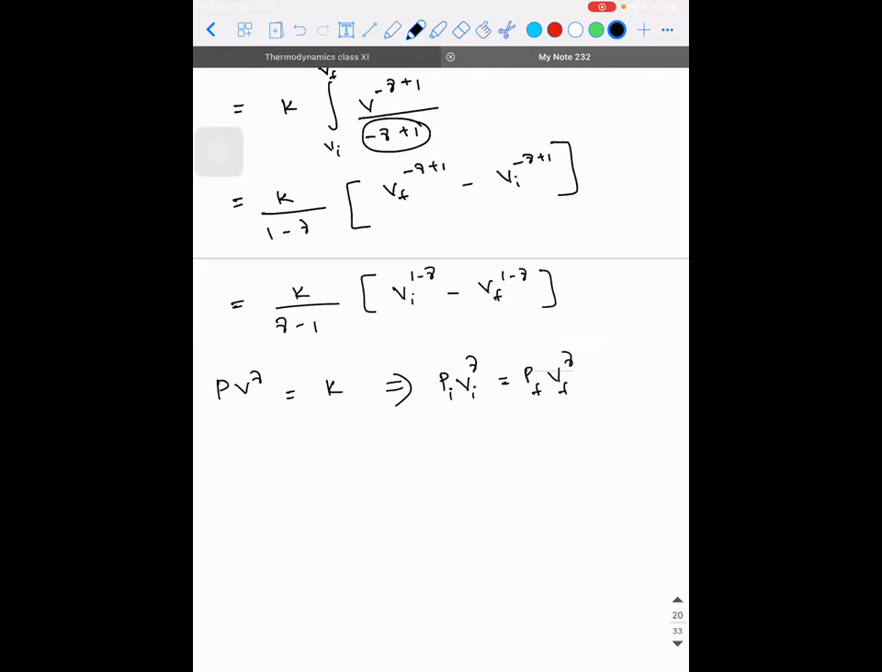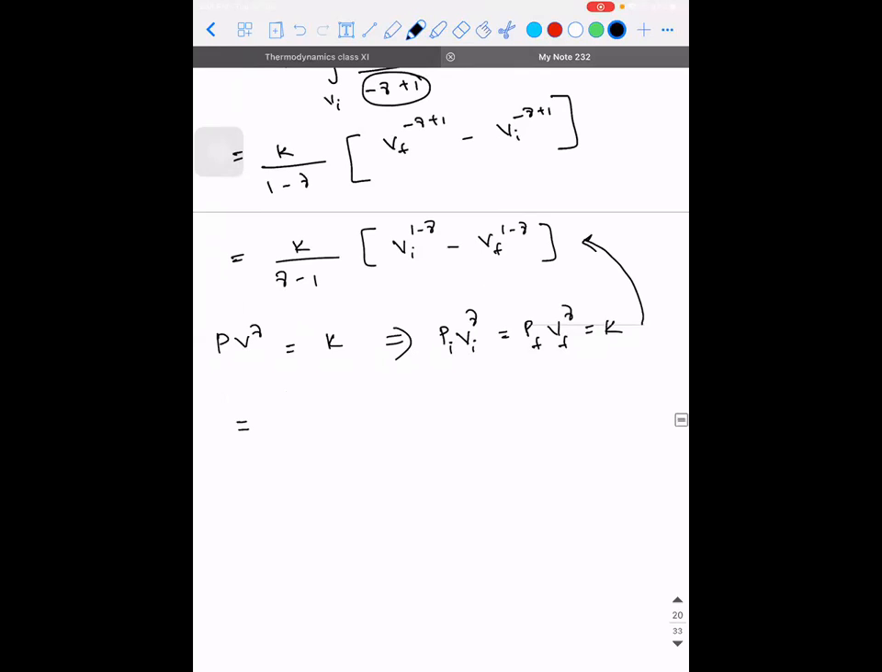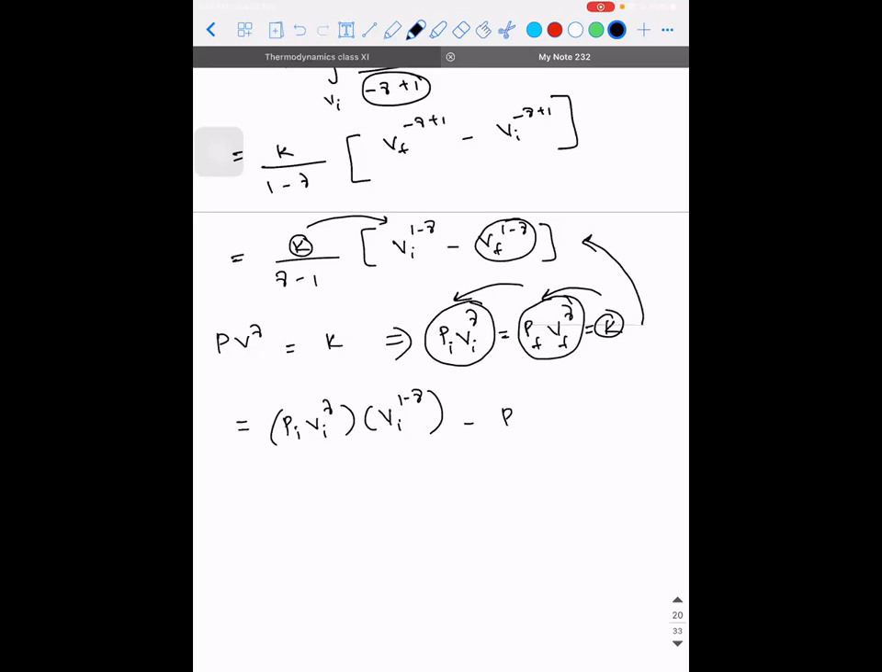If I say that is equal to K, and I take this and substitute it here, look at the way I'm going to substitute. So K is there, right? In the place of K, I can either write PF VF power gamma or PI VI power gamma. When I multiply K with VI, I will write it as PI into VI power gamma into VI to the power of 1 minus gamma, minus, when I multiply the same K with VF, I will write it as PF into VF power gamma into VF power 1 minus gamma, the whole divided by gamma minus 1.